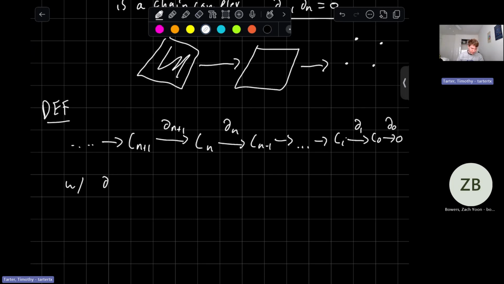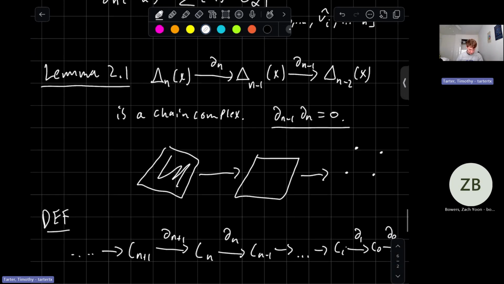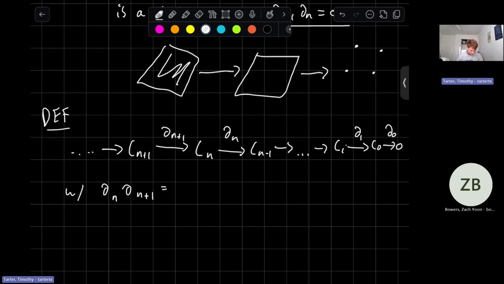And then with boundary n+1, I think he has that in the wrong order. That's the order for cohomology. It's boundary n+1. No, I read it wrong. Yeah, boundary n+1 composed with boundary n equals 0. Okay, that is a chain complex.